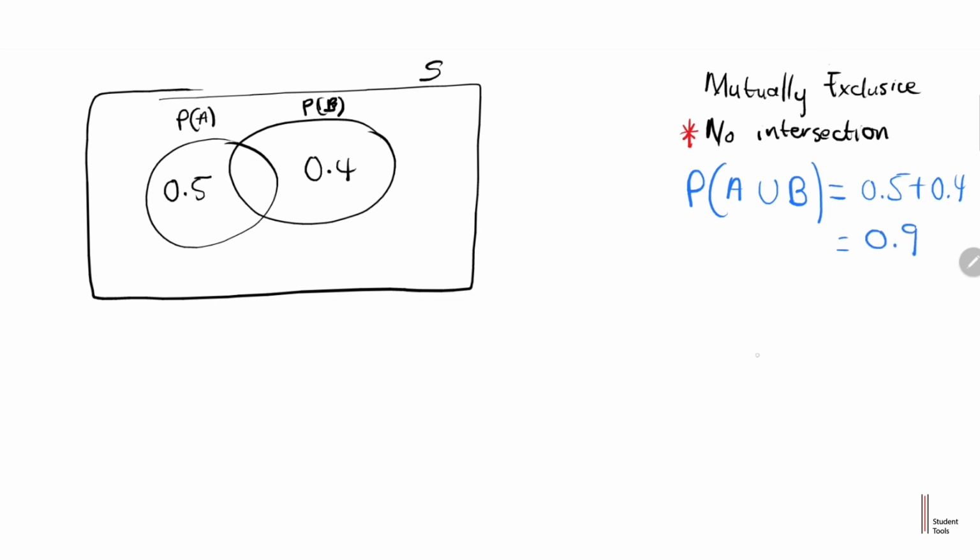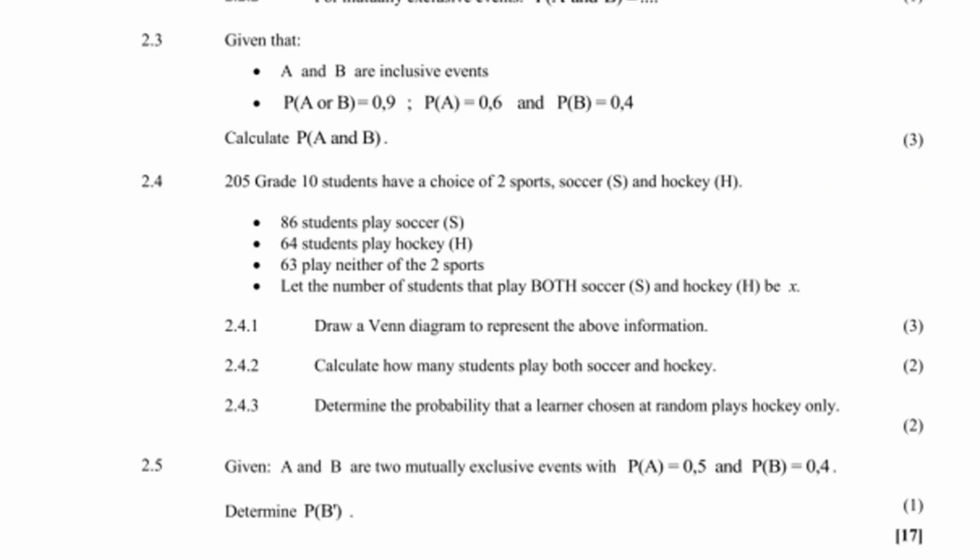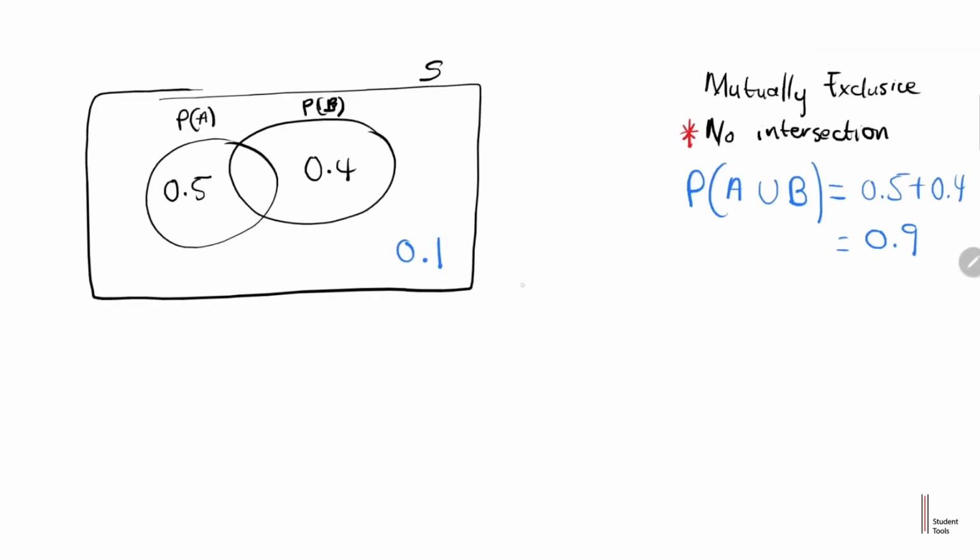So of course our sample space is supposed to be 1. So that means out here we have a 0.1. So that is how our Venn diagram looks. To answer our question, we must determine the probability of B complement. So the probability of B complement, which is the probability of not B.